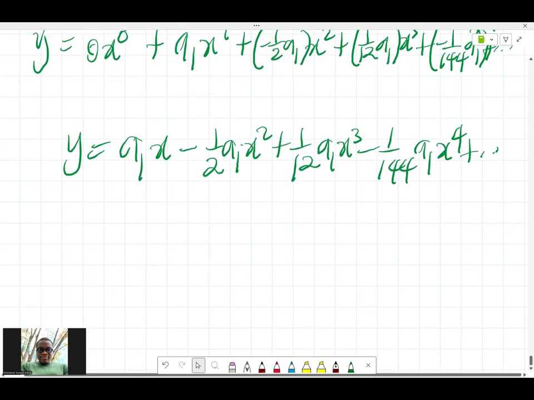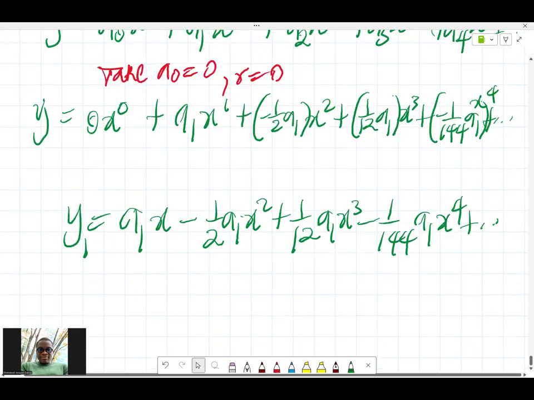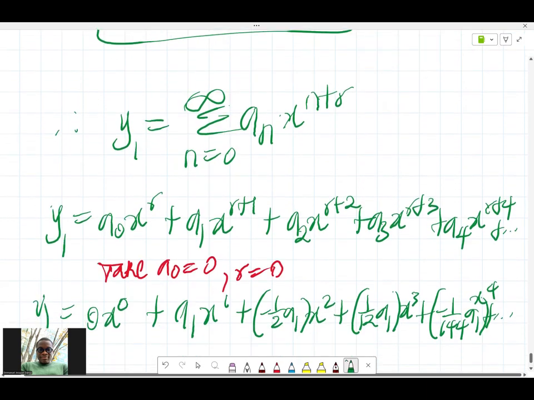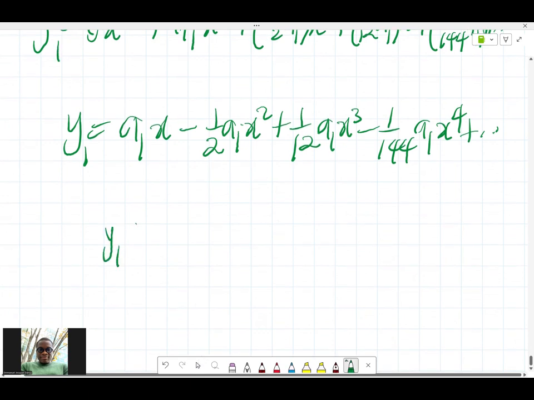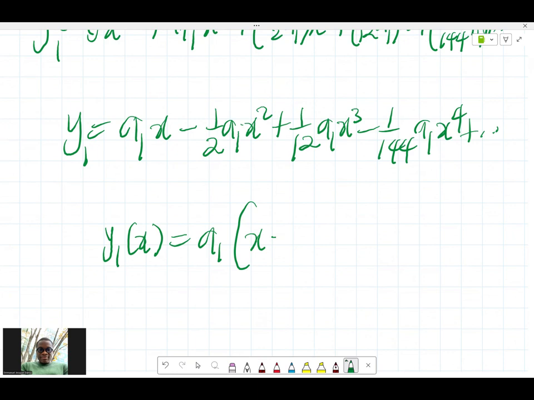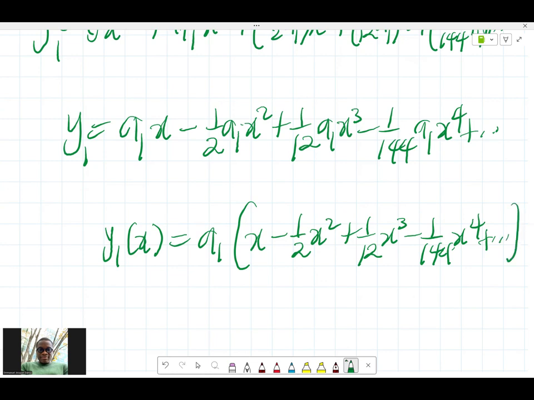And that continues. So we can call this y1 if you like, because we are going to have another case. So y1 of x is simply the same thing, as a1 is common everywhere. So we have a1 into x minus half x squared plus 1 over 12 x raised to power 3, then minus 1 over 144 x raised to power 4, plus all that. So that's the first expression for the first case. For the first case, that's all we have.